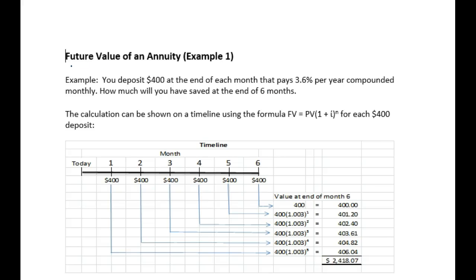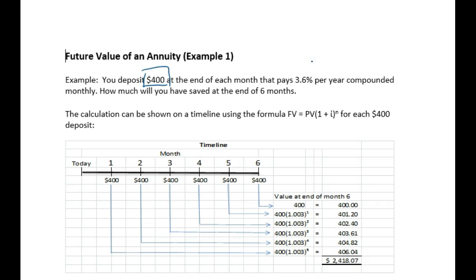So we're going to look at an example of using the future value formula for an annuity. So here's our example. You deposit $400 at the end of each month. So a deposit situation, already in your head, you should be thinking that's an annuity, right? It's not just a one-time drop that we're doing in, like a principal. It's actually several times that we're going to be doing it along the way.